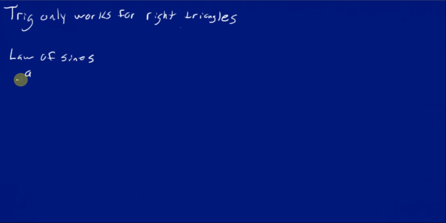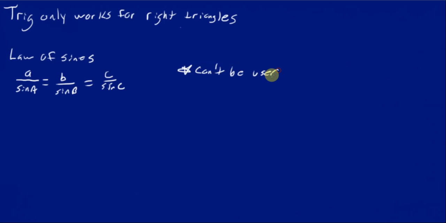It's just a ratio. The length of side A is to the sine of angle A, as B is to the sine of B, as C is to the sine of C. Now, this works for any triangle, not only right triangles, except it cannot be used if we are given three sides.